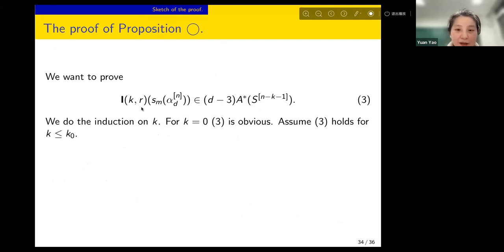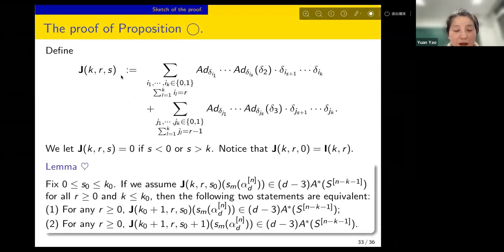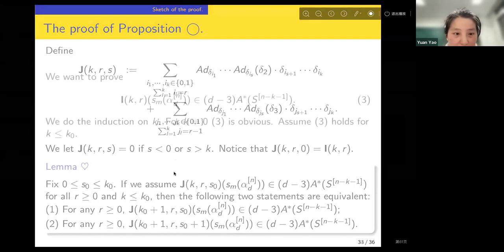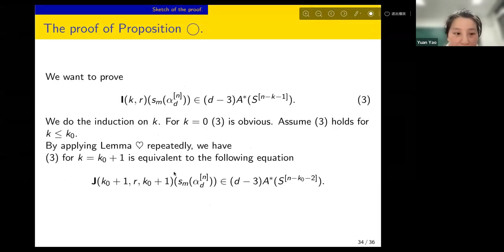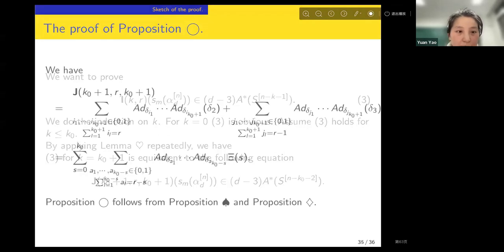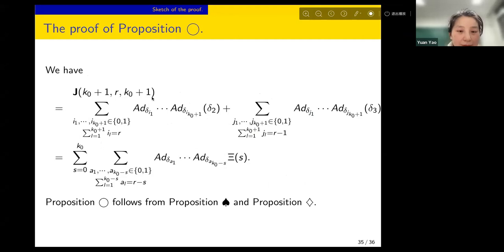So IKR. Now we define something, JKR. And when JKRS, I think JKR, so you have a, we write down this. So it's as is.